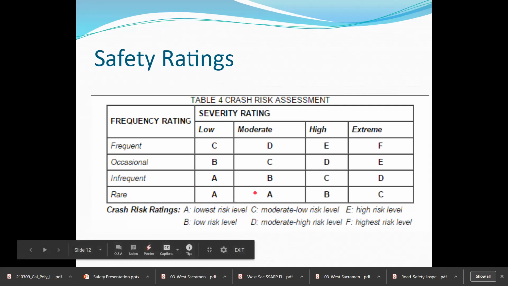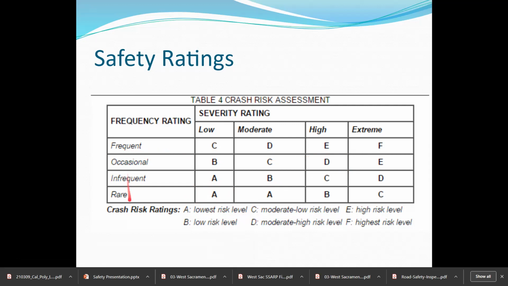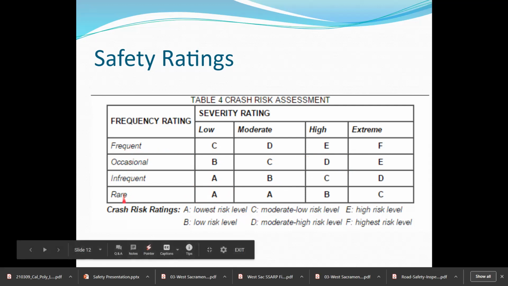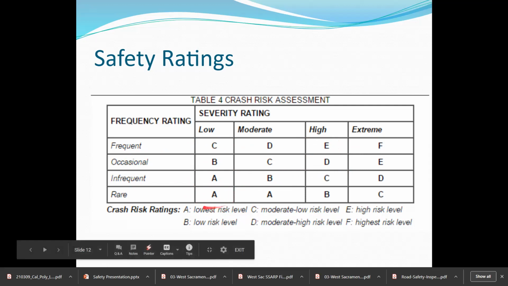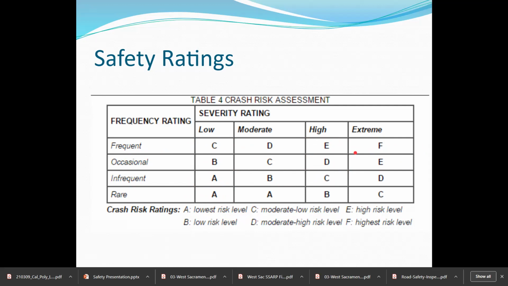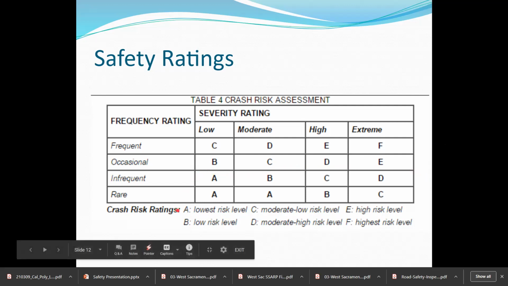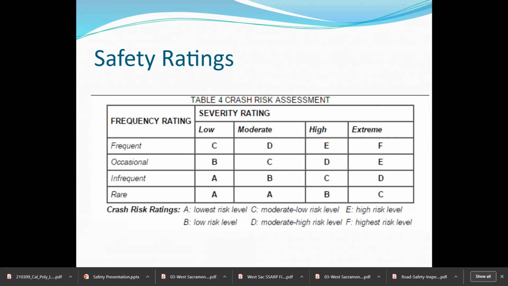So as you move to the right and to the top, things become worse, right? Because they're frequent. So you could see rare, infrequent, occasional, frequent is the scale on the frequency side, and low severity to extreme severity is the scale on the severity rating. So as you go from bottom left to top right, things become more severe and more frequent, and worse. So you never want to have a conflict that lies on the top right of this chart. Now, this exact designation is something that I'm not really worried about. But thinking about both frequency and severity would generally be helpful.